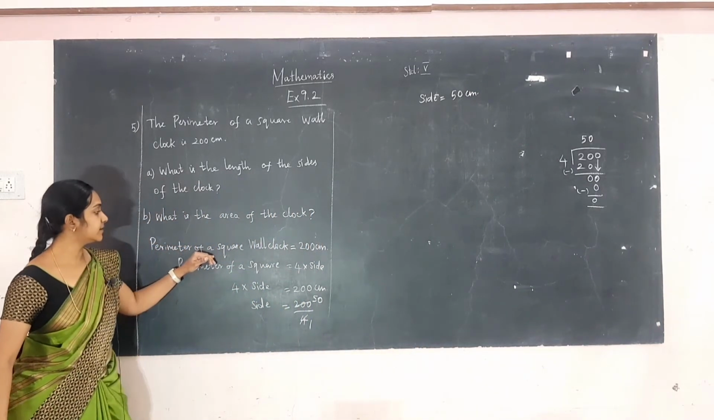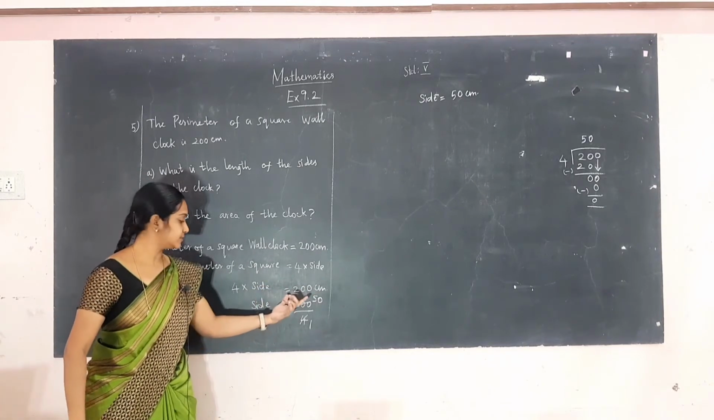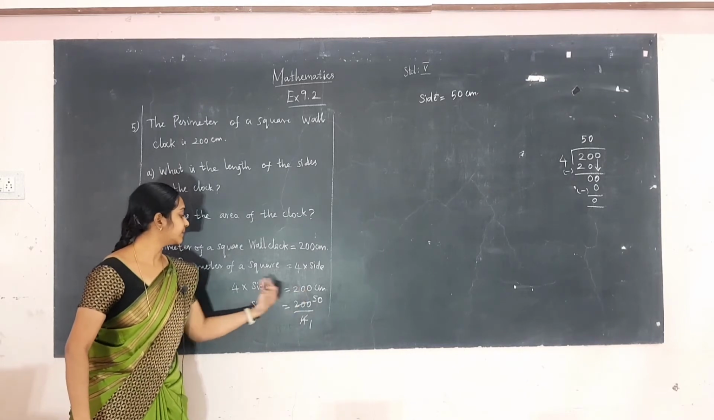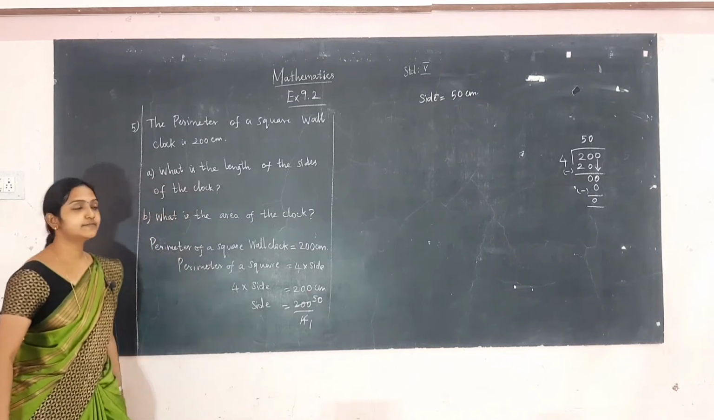Perimeter is given. We know the perimeter of a square formula. So, compare these two values. We can get the side. Divide 200 by 4 and the answer we have got is 50. So, the side is 50 centimeter.